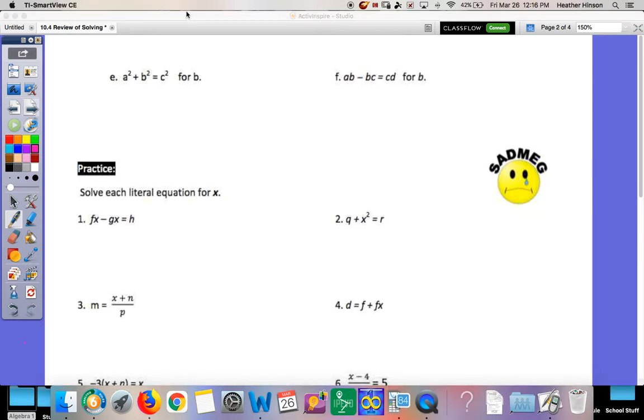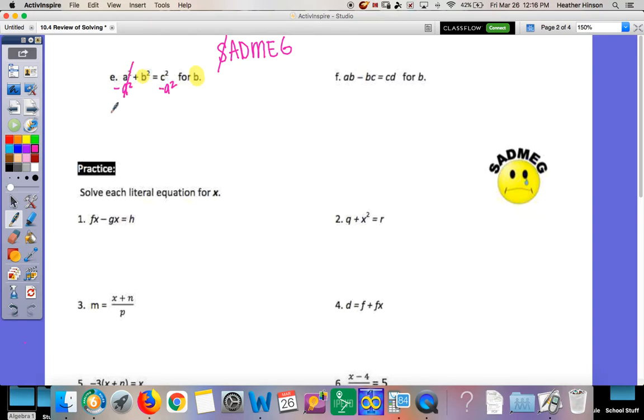We have e over here, so we want to solve for b. So right here, what can we do to b? So let's look at Sad Meg. Do we have subtraction? No. Addition? Yes. We are adding a squared to b. So how do we get rid of it? We do the opposite. The opposite of addition is subtraction. So subtract it out.